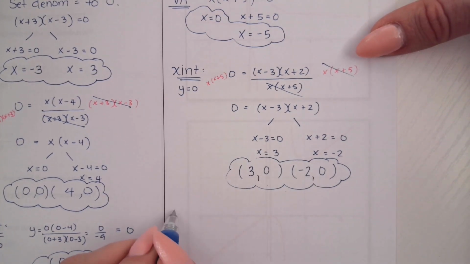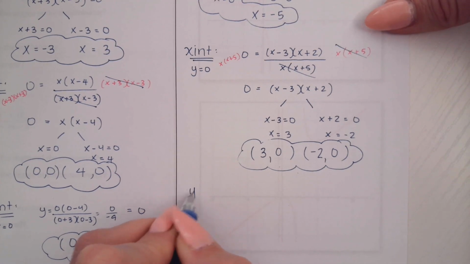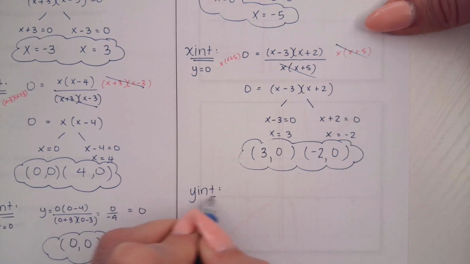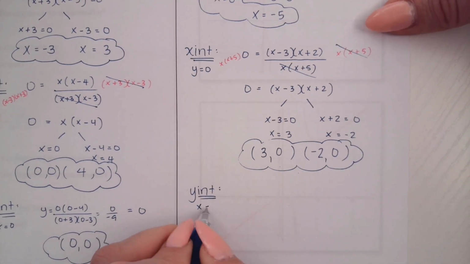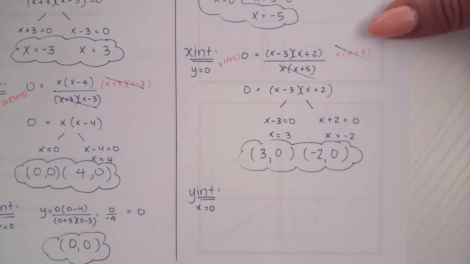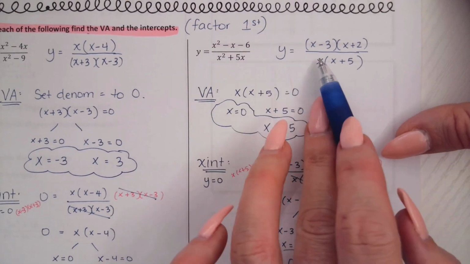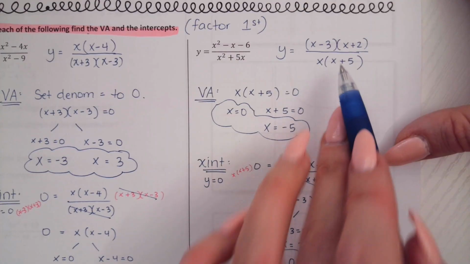And then lastly, the y-intercept. We're going to plug in x equals 0 into our function. You can plug it into the original, you can plug it into the new one. You should get the same answer both ways.